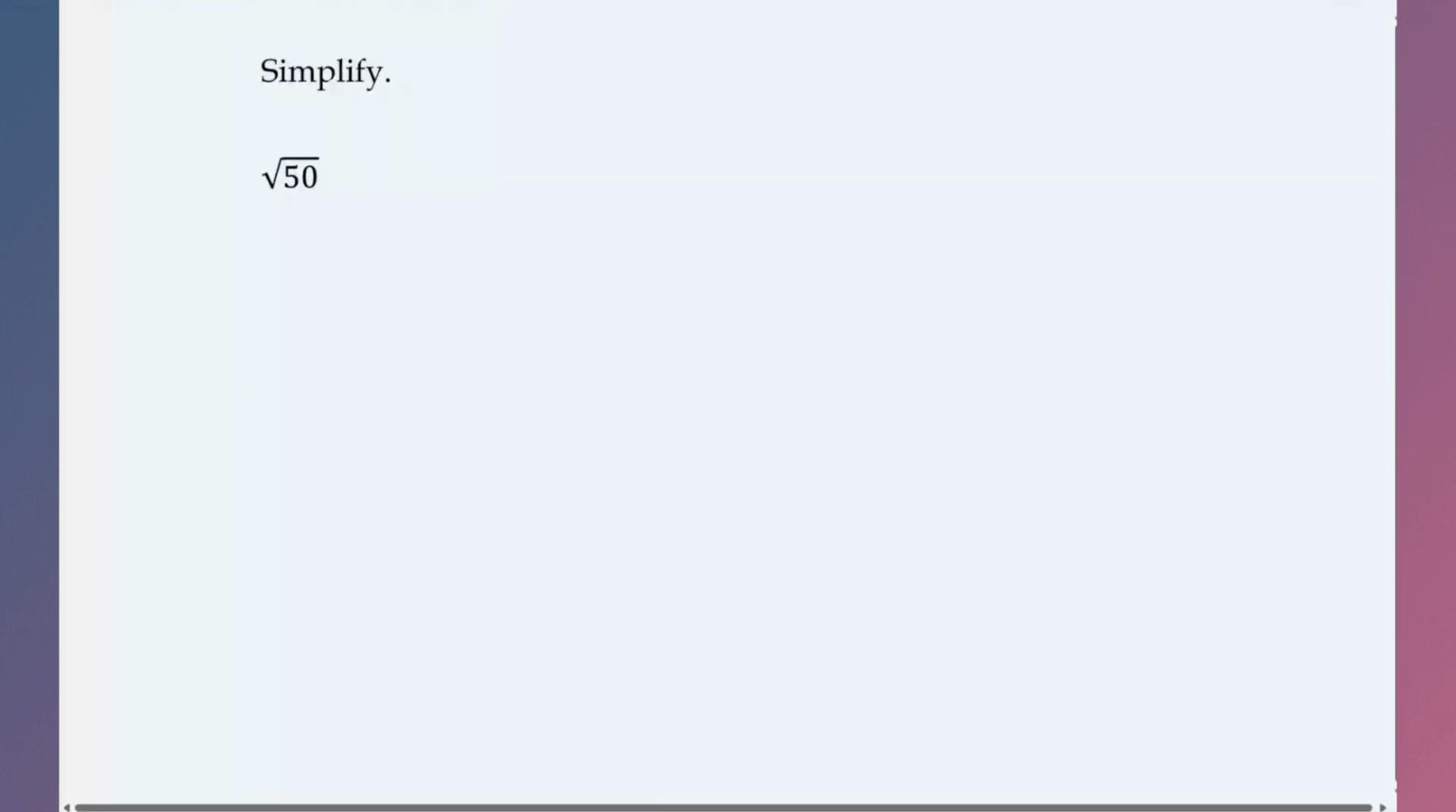Today we are going to be simplifying a radical. We have the square root of 50, and when we simplify any radical, we are going to make a factor tree. So we're going to start with any two numbers that multiply to what's inside the radical, in this case 50. So I'm going to start with 5 and 10, and then you're going to break down any number that you can to any prime numbers.